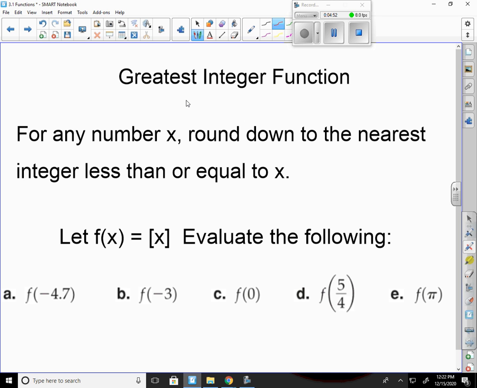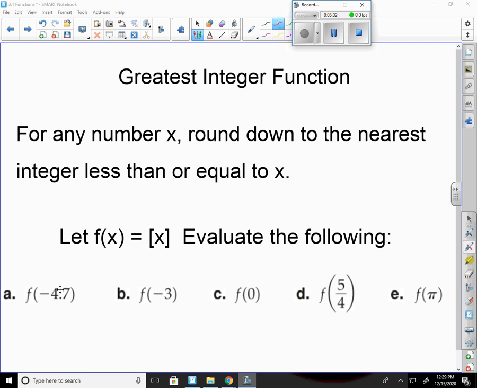The next one is the greatest integer function. The greatest integer function says that for any number x, I'm going to round down to the nearest integer that's less than or equal to x. So I'm rounding down to the number that's less than whatever number I plug in. The symbol for the greatest integer function is to put these brackets around an x. It's the greatest integer that's less than or equal to the number.